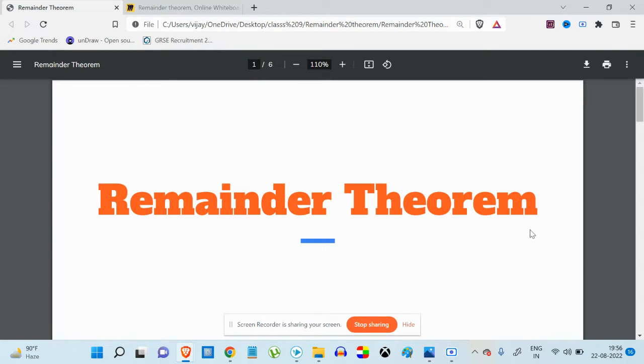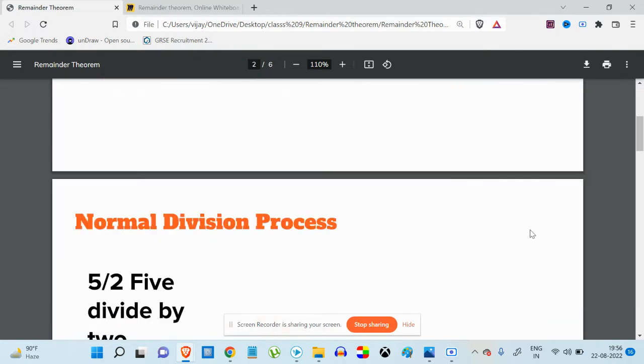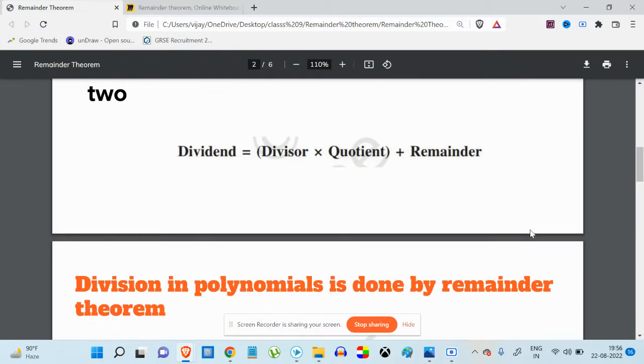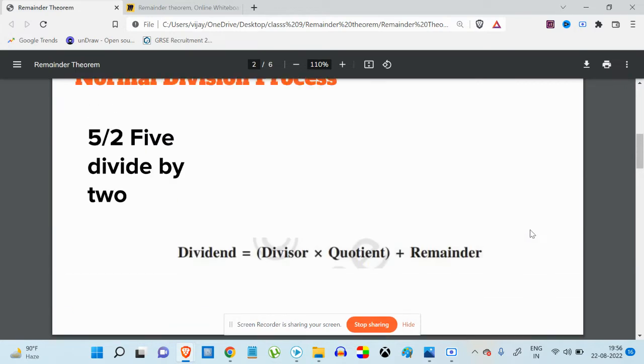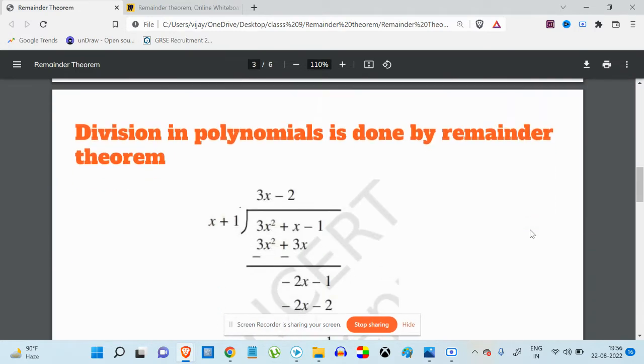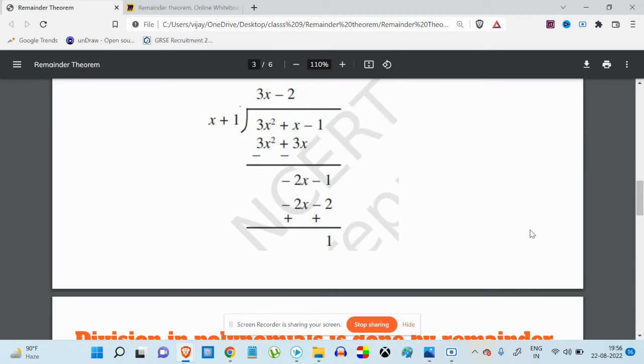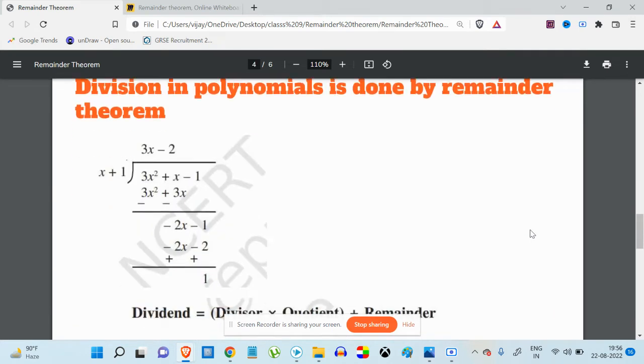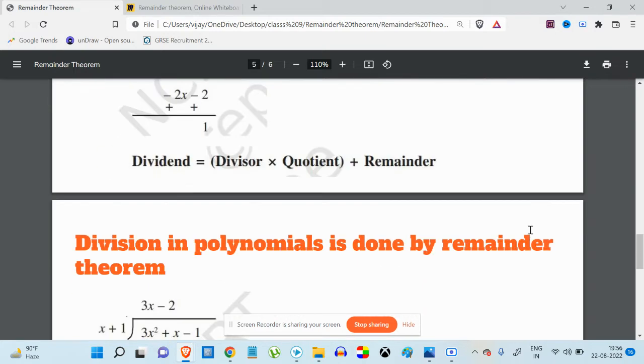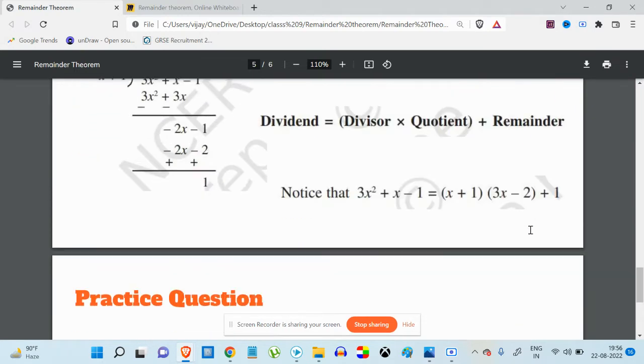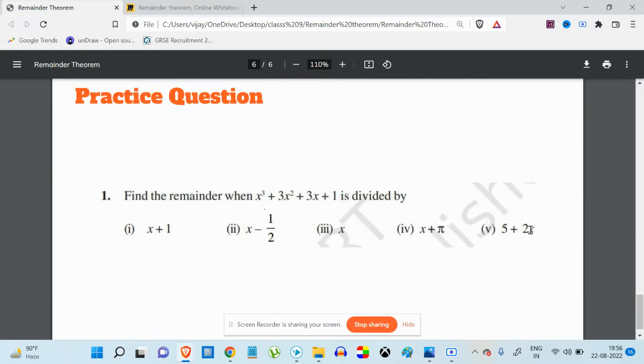In this video, we will discuss in detail how the remainder theorem is equivalent to a normal division process, and then we will go step by step through solving one example. Then I will go into much more detail by comparing a normal division process to the polynomial example which we do, and then we will do a few practice questions so that you get the idea.